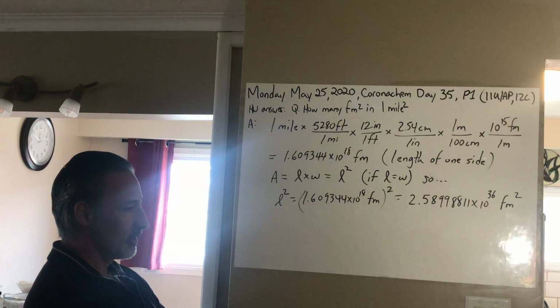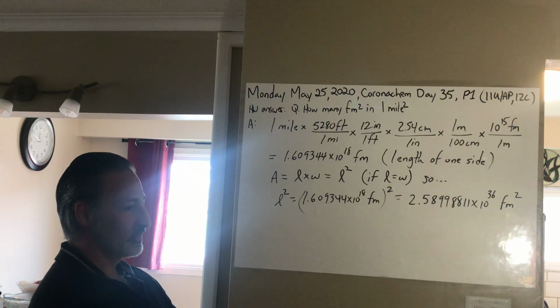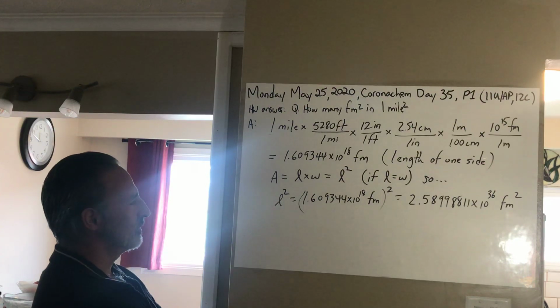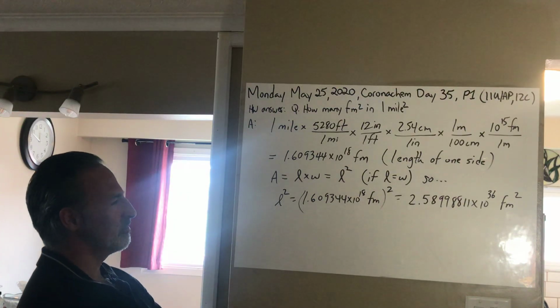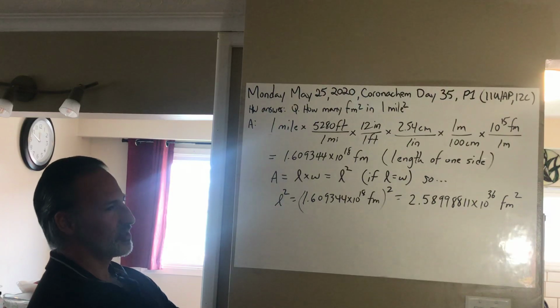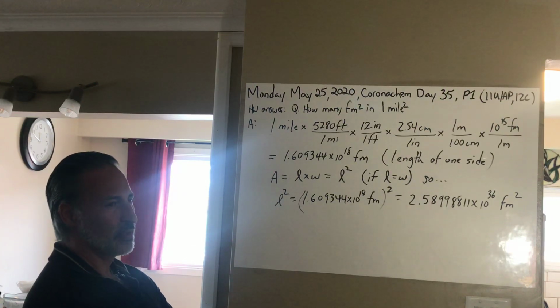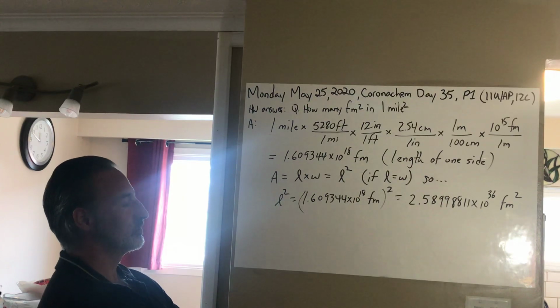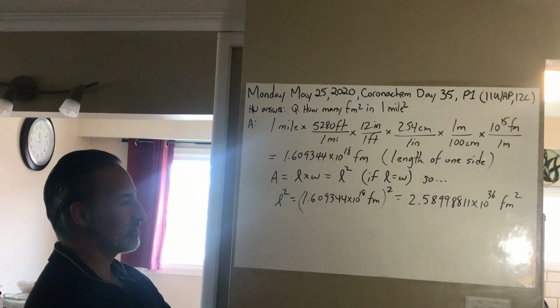Then it goes tera, and then finally peta. So giga is times a billion, tera is times 1,000,000,000,000, and peta is times a quadrillion, times 10 to the 15.